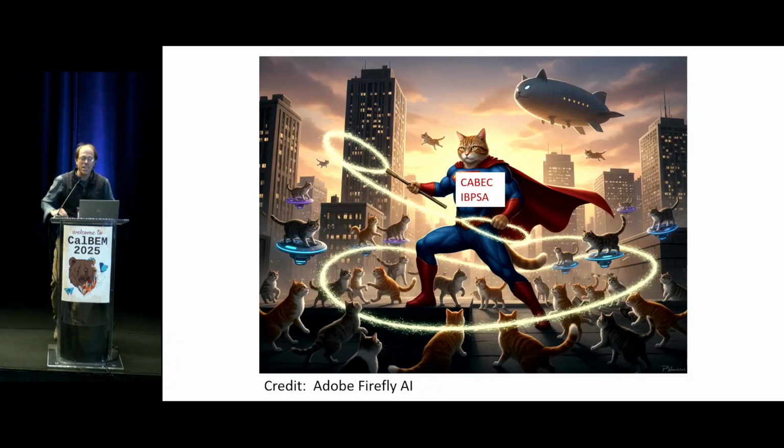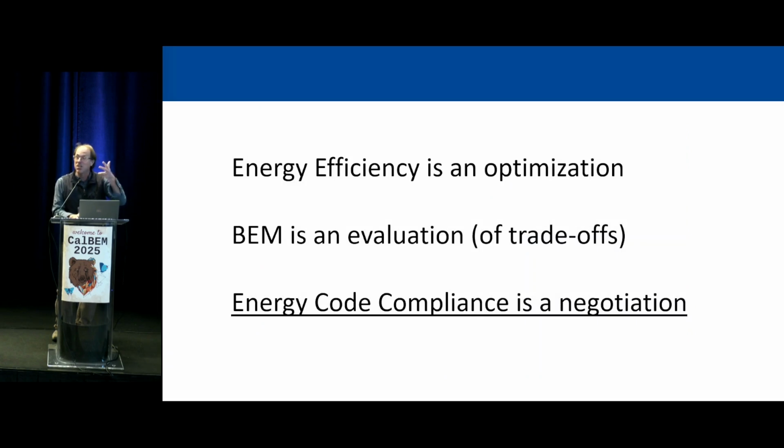No, but in reality, we're all here because really it is the BEM world that is implementing this. I'm shouting out to my CBECC and IBPSA colleagues out here. We're the ones herding cats, and what does this look like? Energy efficiency, here are our 3 tenets. Efficiency is an optimization, BEM is evaluation of trade-offs. The key point: energy code compliance is a negotiation.